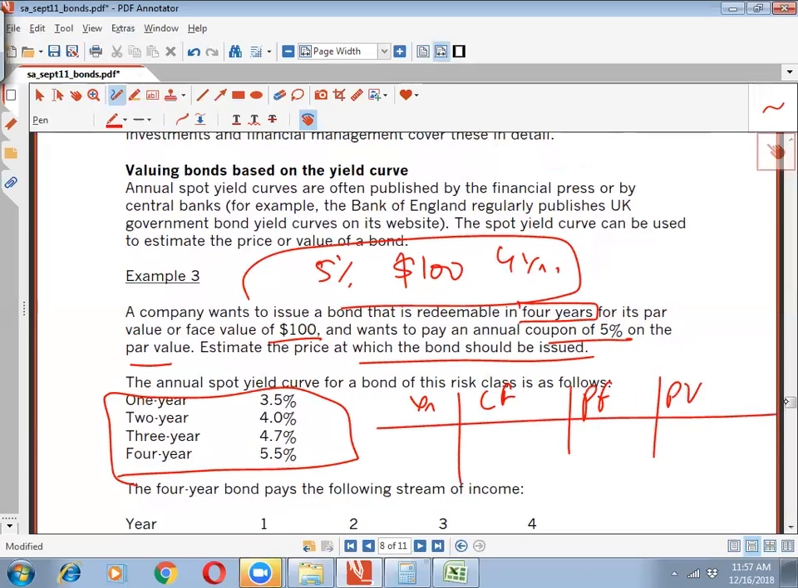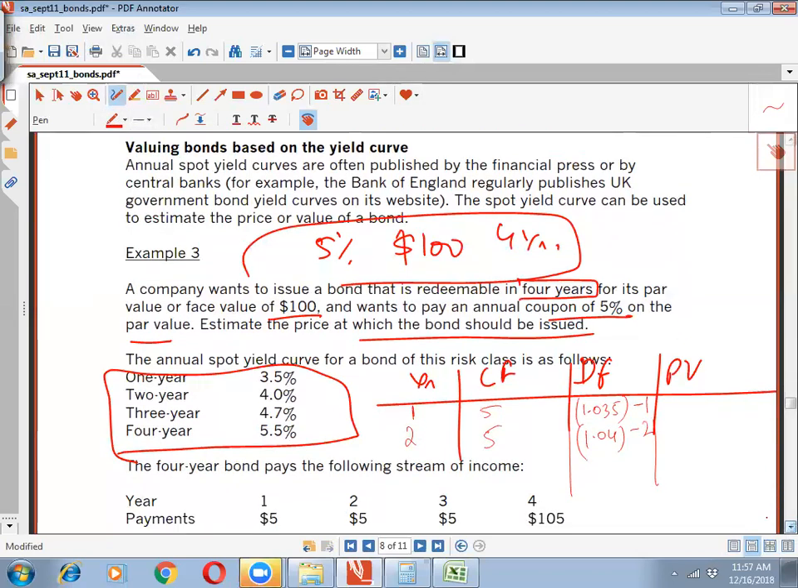So basically, this is going to operate like this. Year 1, we have 5% into 100, which gives us 5. The discount rate is going to be 1.035 power minus 1. The second year is again 5, but the discount rate is going to be 1.04 power minus 2. The third is year 3, where again 5, 1.047 power minus 3. And then year 4, it's actually going to be 105.